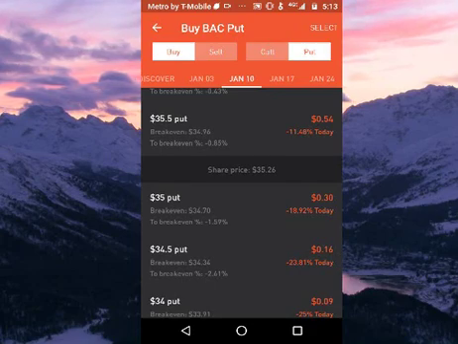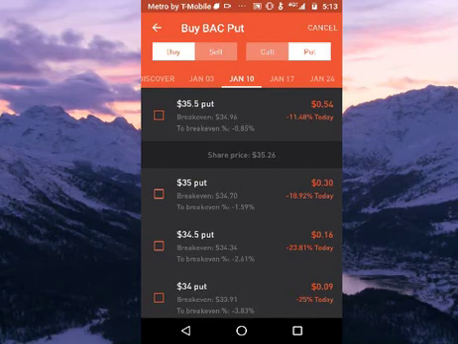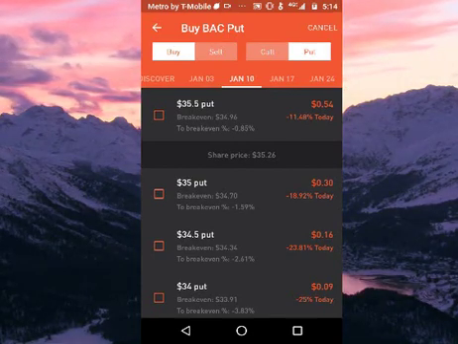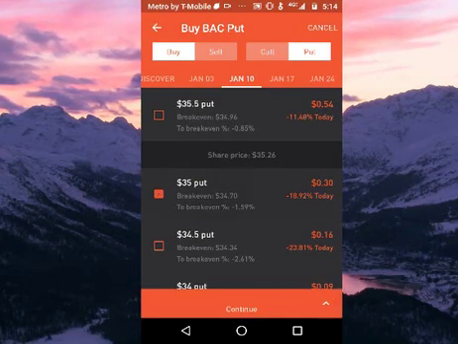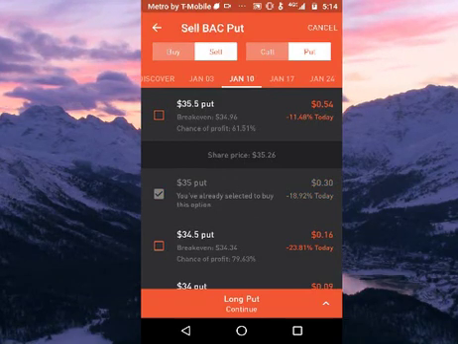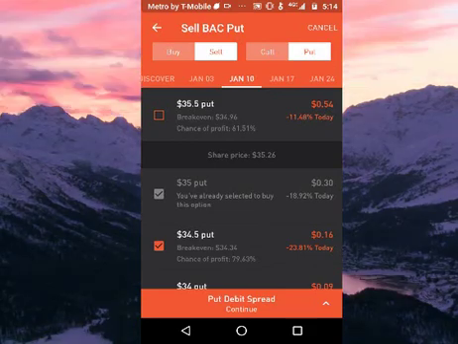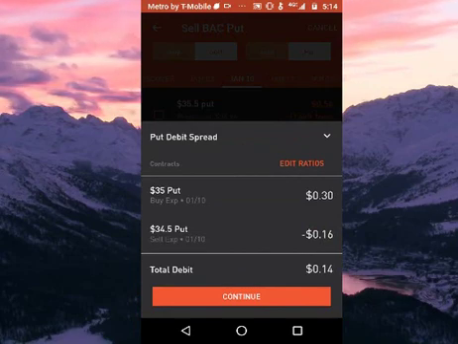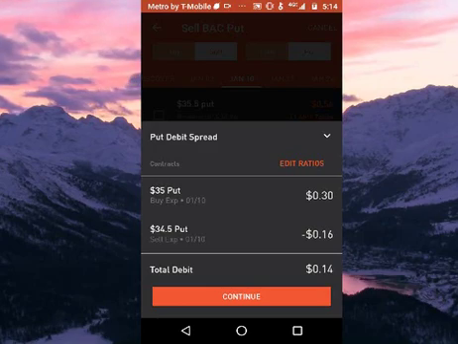On the top right corner, we can click on select. And I believe Bank of America is going to sell off. It's going to go below $34.50 by January 10. So what I'm going to do is buy the $35 and sell the $34.50. That is going to create the put debit spread. I'm going to scroll up, and it's going to show us that we're required to pay 0.14. That is going to be the premium that we need to pay. And let's click on continue.